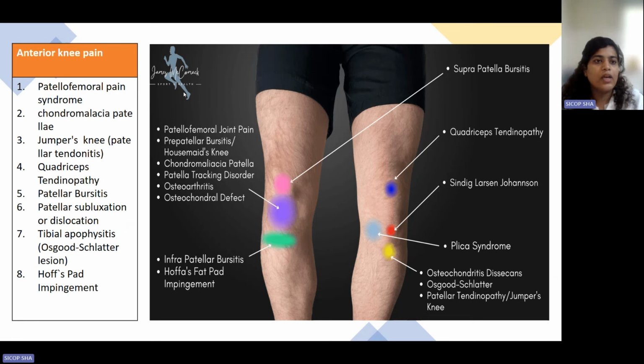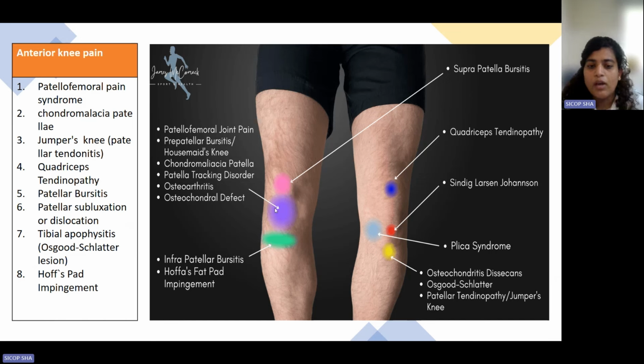So in anterior knee pain, as you can see on the slide, the most common conditions are patellofemoral pain syndrome, chondromalacia patella, patellar tendinitis, quadriceps tendinopathy, patellar bursitis, patellar subluxation or dislocation, Osgood-Schlatter lesion, and Hoffa's pad syndrome. Over the patella, we can consider patellar tracking disorder, osteoarthritis, chondromalacia patella, and patellofemoral pain syndrome.